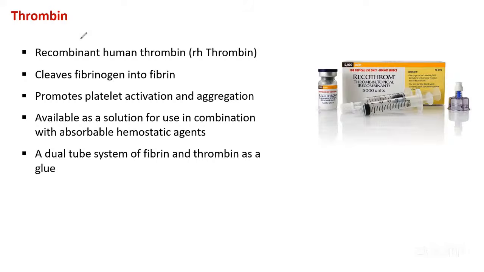The alternative we have here is thrombin. Thrombin is a recombinant human thrombin. It cleaves fibrinogen into fibrin. It promotes platelet activation and aggregation. It comes as a liquid that you can apply in, let's say, a gelatin sponge, or in a collagen or a gel foam, which absorb it and enhance the clot formation.